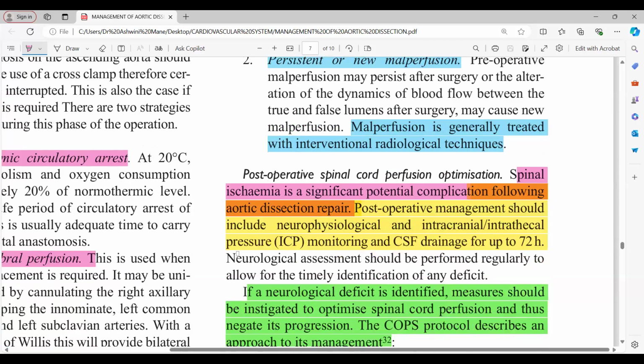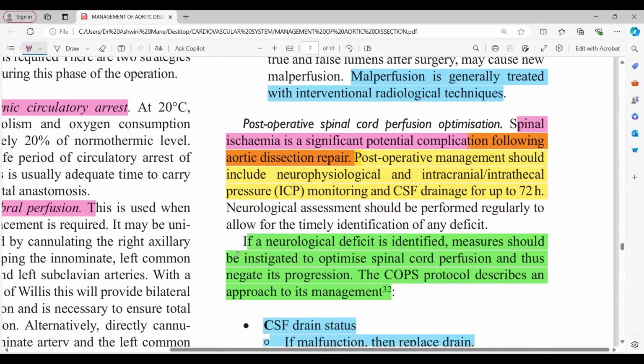Now, the post-operative spinal cord perfusion optimization. Spinal cord ischemia is a significant potential complication following aortic dissection repair. So the post-operative management should include neurophysiological, intracranial and intrathecal pressure monitoring and CSF drainage for up to 72 hours. If a neurological deficit is identified, measures should be instigated to optimize spinal cord perfusion and thus negate its propagation. The COPS protocol describes an approach to its management.